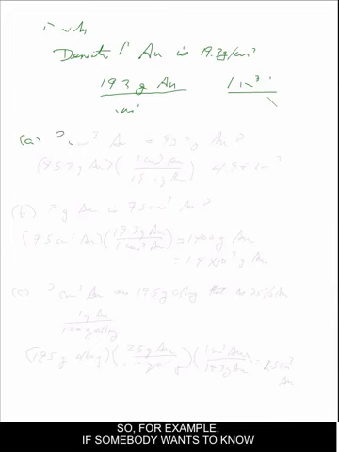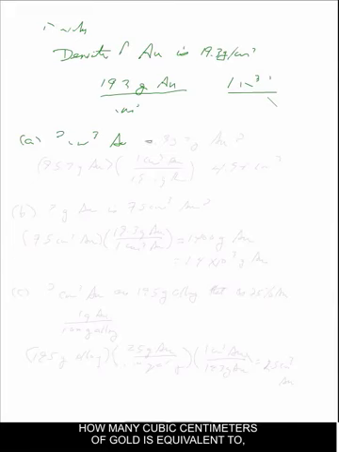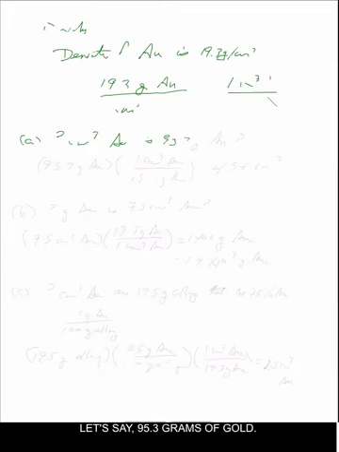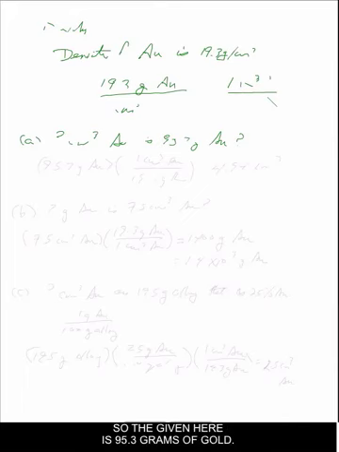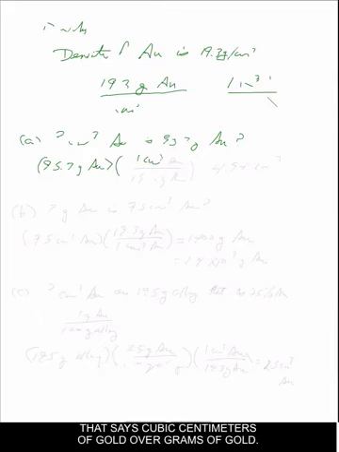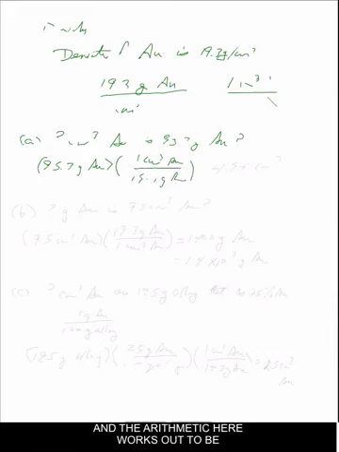So for example, if somebody wants to know how many cubic centimeters of gold is equivalent to, let's say, 95.3 grams of gold, the conversion ratio will have to be written so that grams of gold are down below. So the given here is 95.3 grams of gold. And clearly I have to use the ratio that says cubic centimeters of gold over grams of gold. And the arithmetic here works out to be 4.94 cubic centimeters.